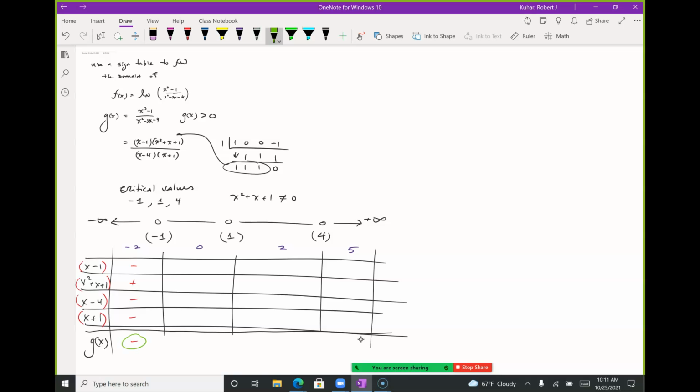Remember, I'm multiplying and dividing by these negative terms. So an odd number of negatives will turn out to be negative. So I've got 4 factors in my function and 3 negative terms. So the product will be negative.